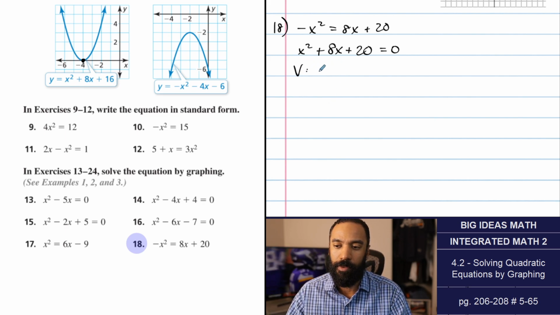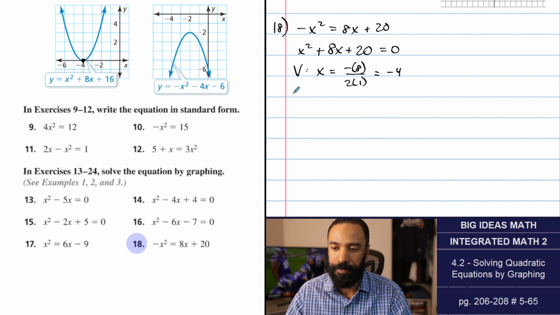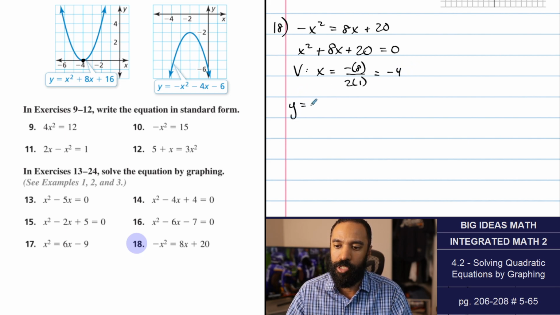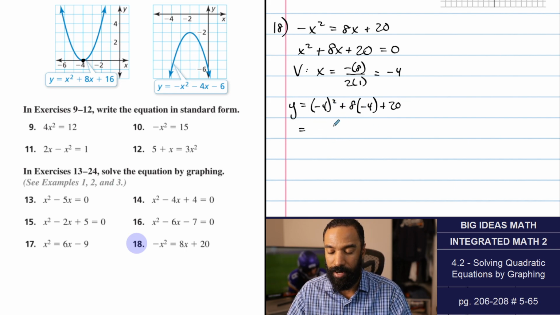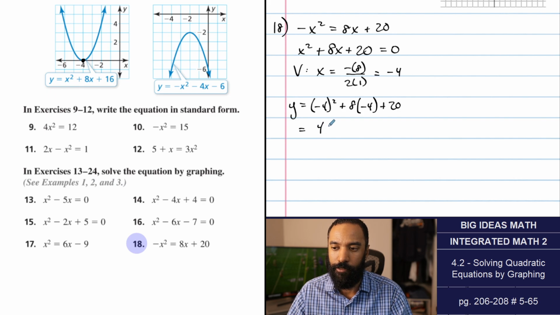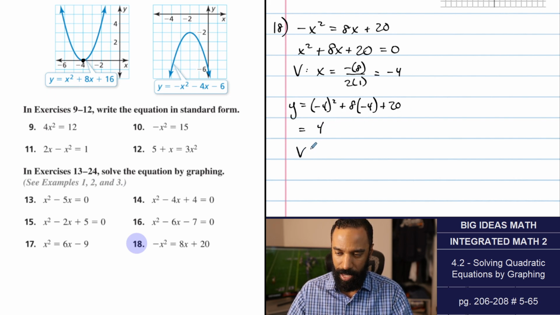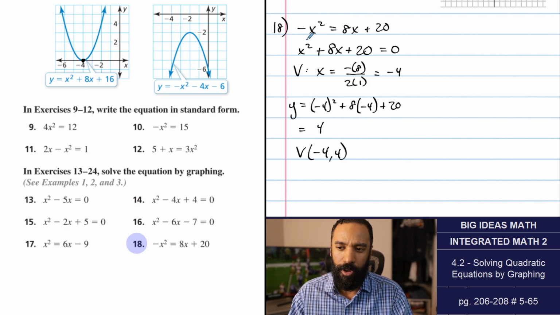So the vertex from here is going to be x equals the x value, negative b over 2a, which is negative 4. When we substitute negative 4 into that equation in standard form, we'll get negative 4 quantity squared plus 8 times negative 4 plus 20. 16 minus 32 is negative 16, plus 20 is 4. So your vertex is at negative 4 comma 4. This is what I'm going to be graphing.